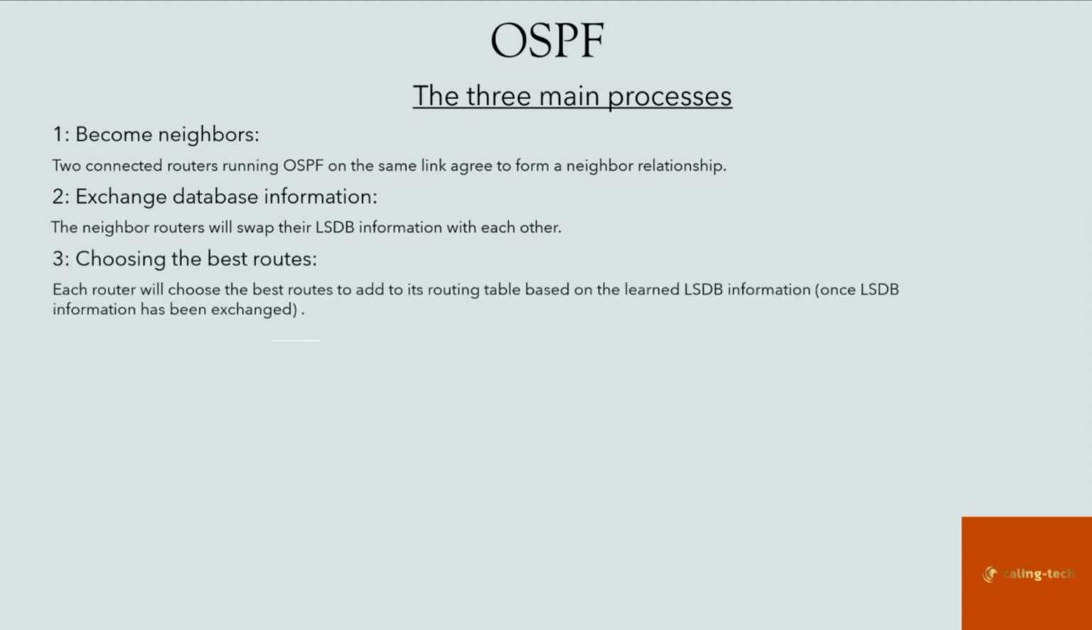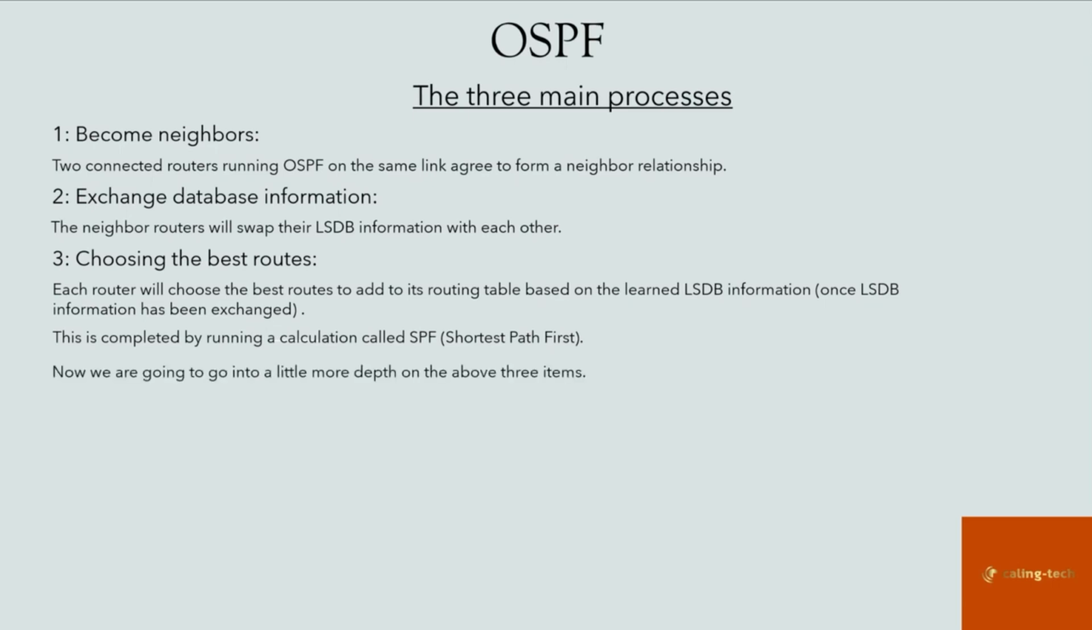And they'll choose the best routes, and each router will choose the best routes to add to its routing table. That'll be based on the learned LSDB information once the LSDB information has been exchanged. This is completed by running a calculation called SPF, which stands for Shortest Path First. And again, now let's go into diagrammatic depth to try and explain this a little bit further.